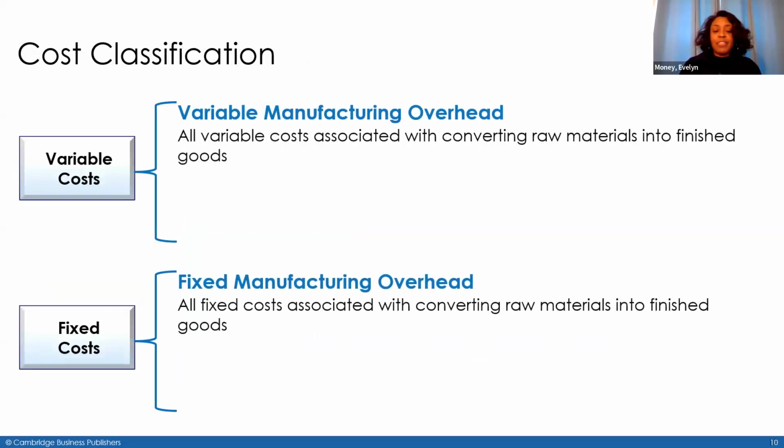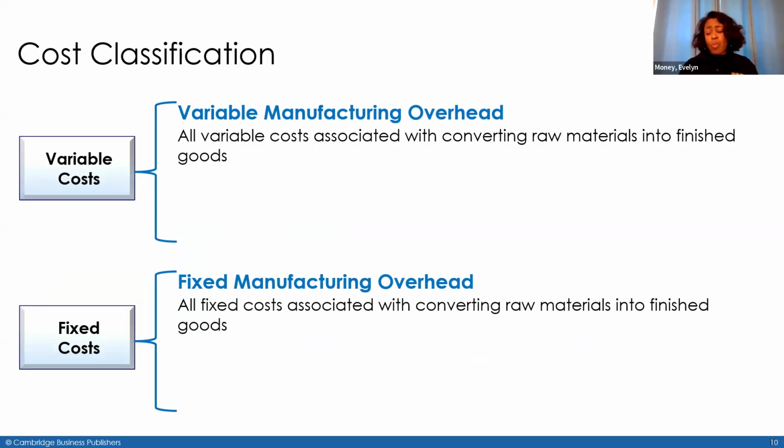Continuing with cost classification, I also need to look at the final piece of my product cost, or the costs associated with making my product, and that would be manufacturing overhead. For manufacturing overhead, there is a variable portion and there is a fixed portion. So this cost is usually a mixed cost.